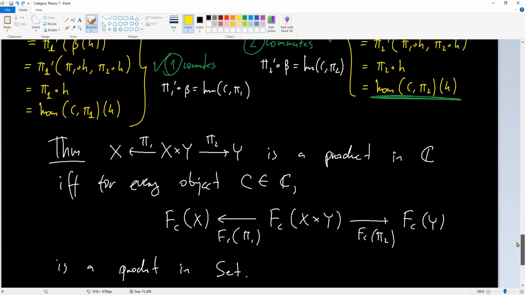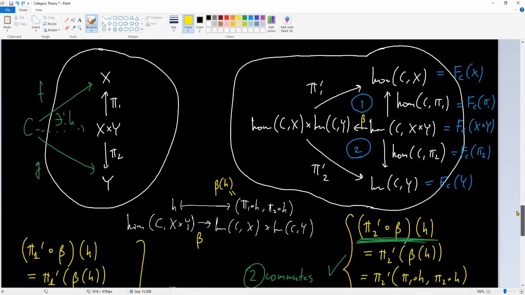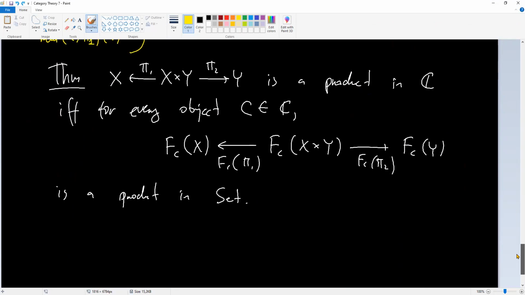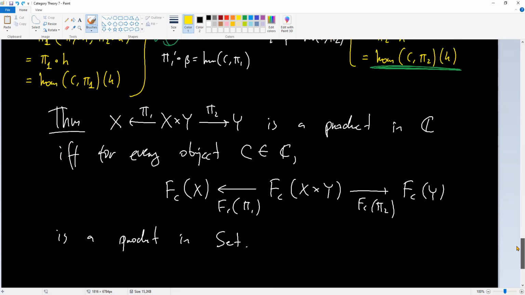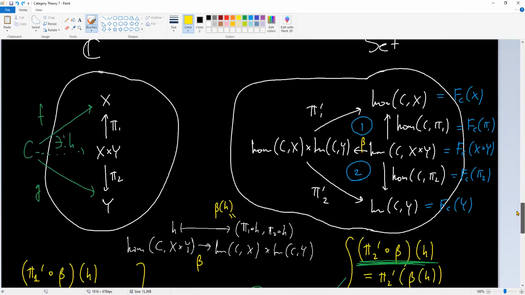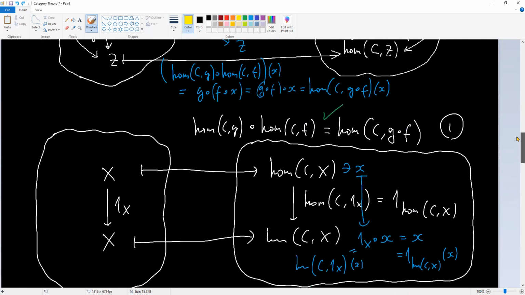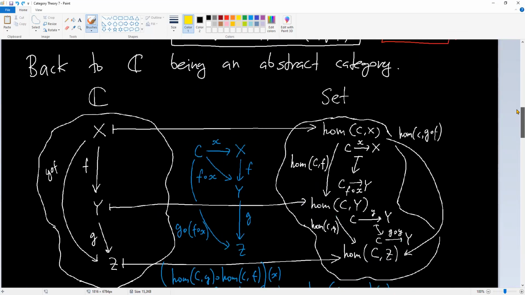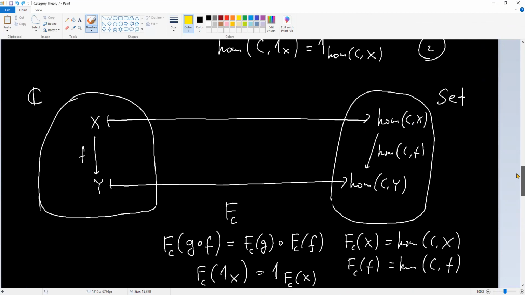So philosophically, this means that we can now think of this theorem as actually the definition of a product. Remember, the whole point of this idea of generalized elements is that it gives us a language in which we can think of individual objects of the category. We can think of them as sets. This is via the FC functors.